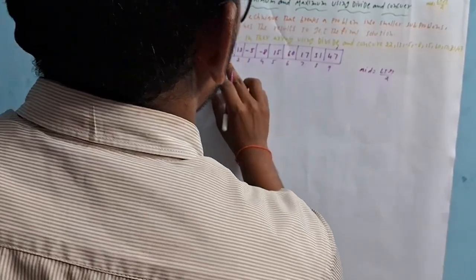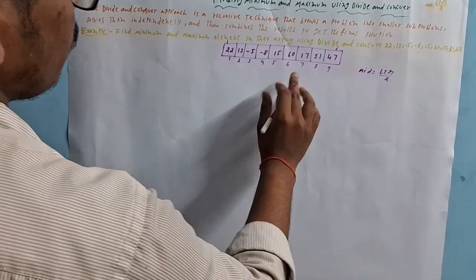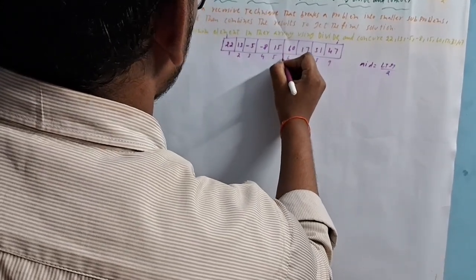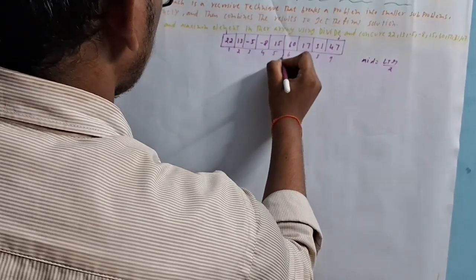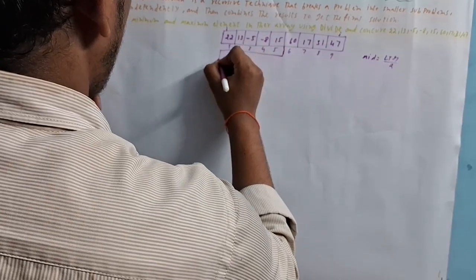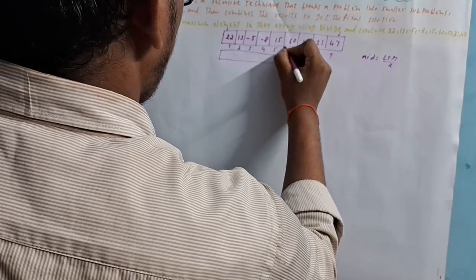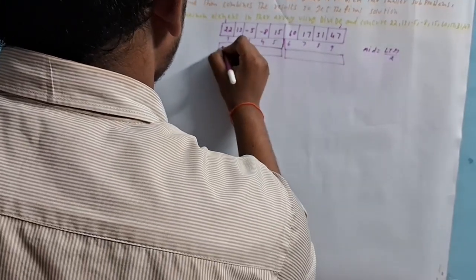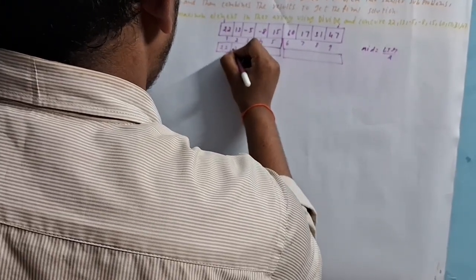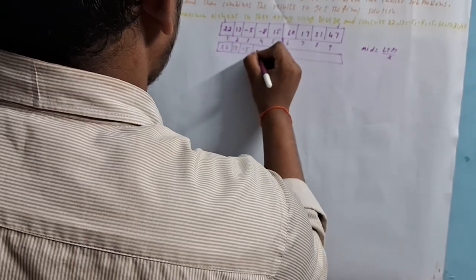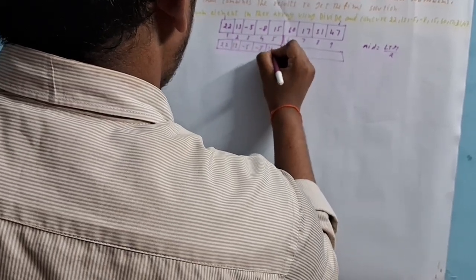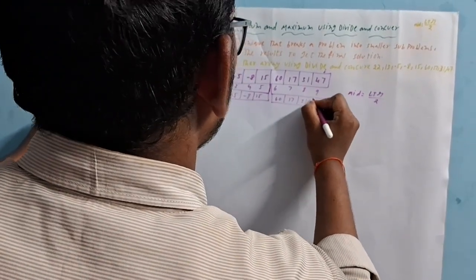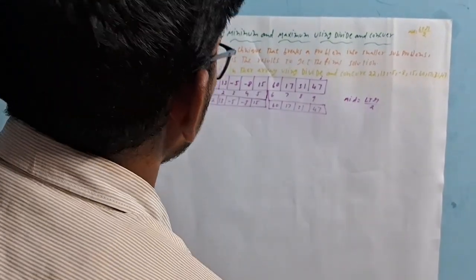Now we have taken 1 and 9. 9 plus 1 is 10, 10 by 2 is 5. The mid position is 5. Now we divide it into two parts. The left part is 22, 13, -5, -8, 15 and the right part is 60, 17, 31, 47.